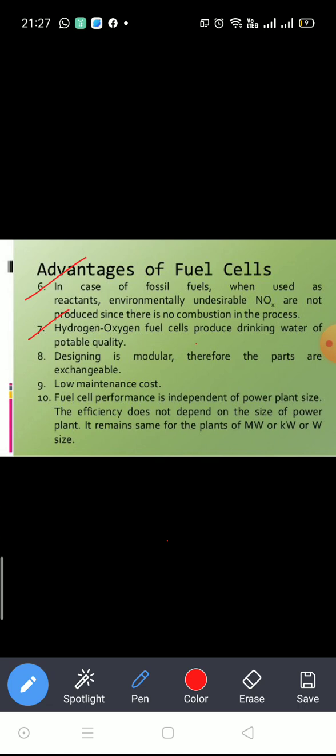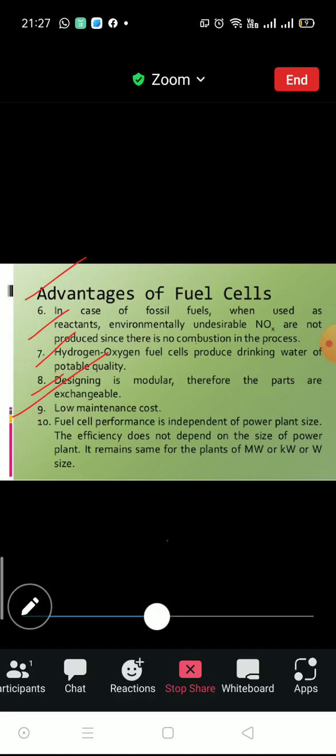Next point is it is modular. That means parts can be exchanged. Low maintenance. The 10th point is fuel cell performance is independent of power plant size. Whatever may be the size of the power plant, it is not affecting the performance or efficiency of the cell.